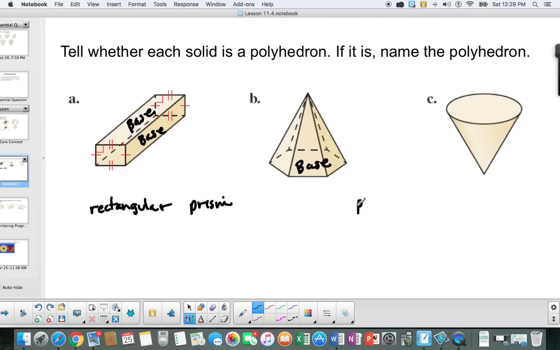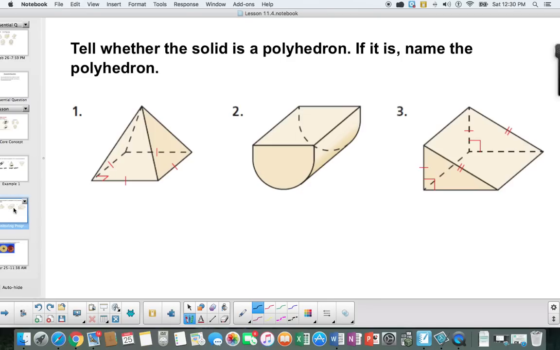And I know this is a pyramid. And this is a hexagon, so to give it an adjective sound, hexagonal pyramid. And this is not a polyhedron, but I think you know its name. It's called a cone. Okay, your turn. Stop the screencast and see what you can do here.